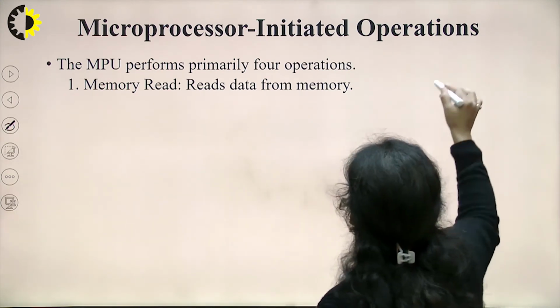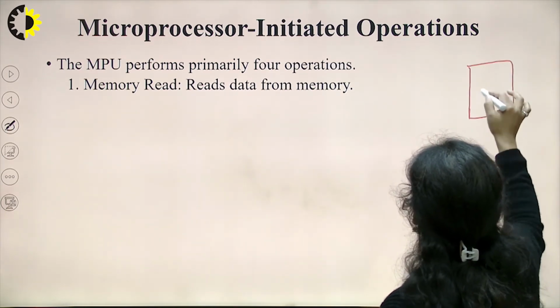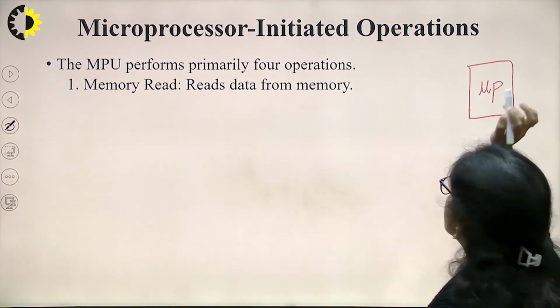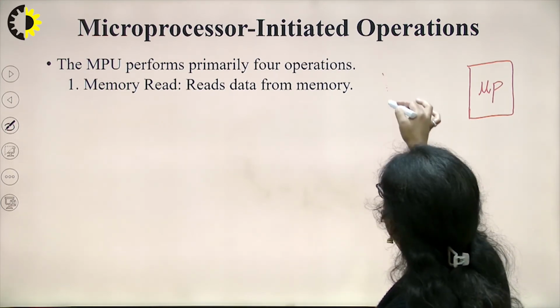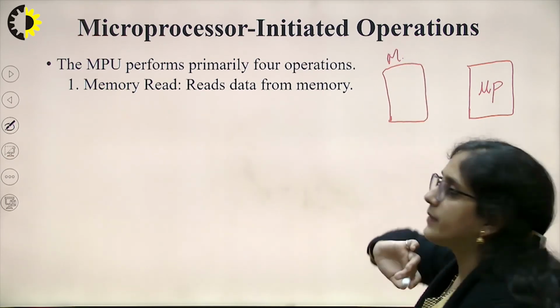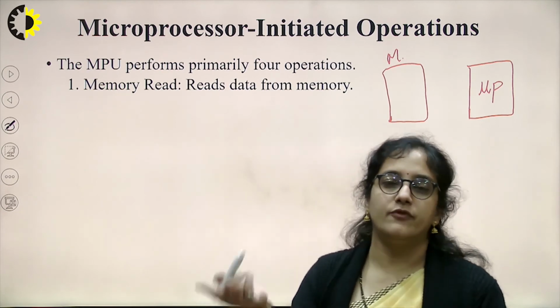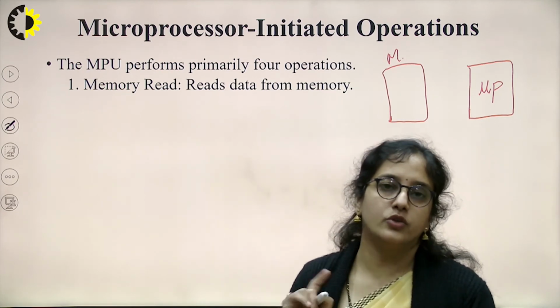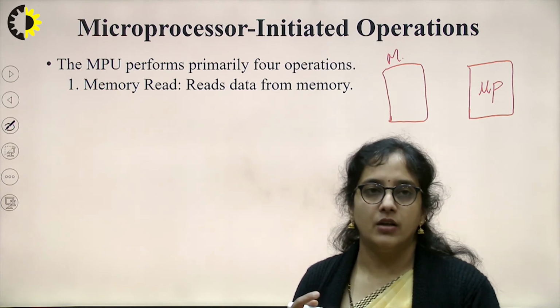Memory read means reads data from the memory. Obviously whenever a microprocessor starts, its first operation is memory read. Why? Because our program or instructions are always written in the memory. So whenever a microprocessor is switched on, the first task it performs is memory read. It reads the data from the memory.